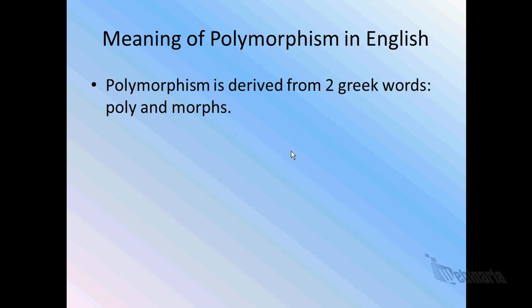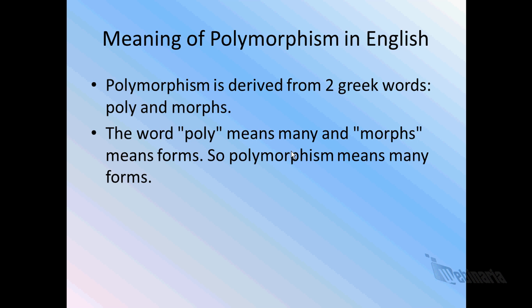Now first let us understand what polymorphism actually means in English. Polymorphism is derived from two Greek words, poly and morphs. The word poly obviously means many and morphs means forms. So polymorphism means many forms. Generally we can explain polymorphism in simple words as that which exhibits many behaviors, or which is going to behave differently. There are a lot of terminologies you can use to define polymorphism, but the short and sweet one would be existing in many forms.